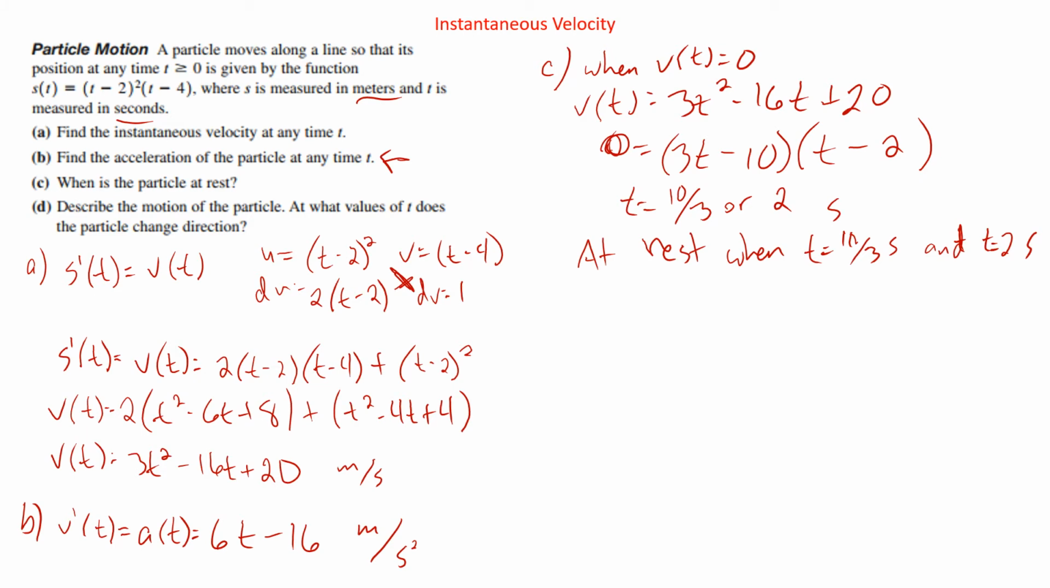And then describe the motion of the particle. At what value t does the particle change directions? Well, it changes directions at 10/3 and 2, but describe the motion. So we know it's changing directions then, but is it going from forward to backwards or backwards to forwards? We don't know right off the top of our head. So we're going to bring in our factored form, because we're still using that.